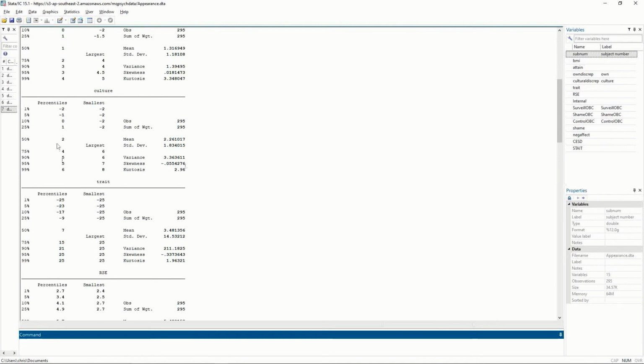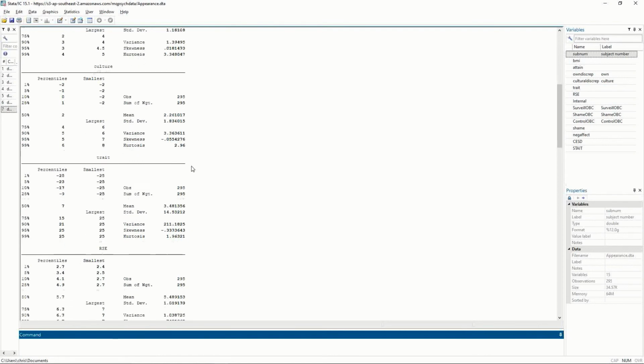Culture, median of 2, mean of 2.26, so central tendency is met. Standard deviations are above 0. Skewness is negative 0.05, so it's a little bit negative skew, but I would say that's otherwise fine. And your kurtosis is almost 3, so it looks like we do have a mesokurtic distribution.